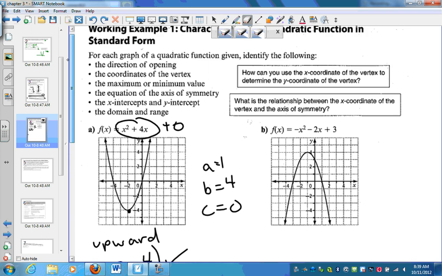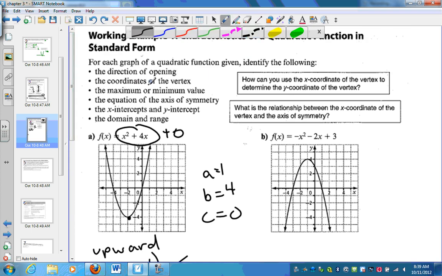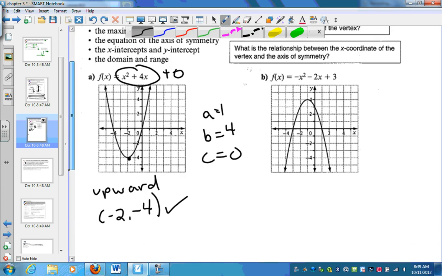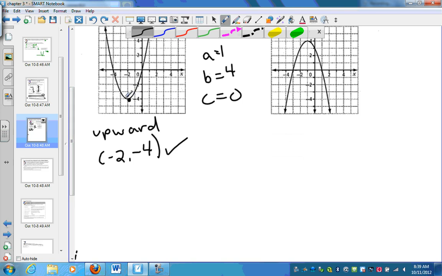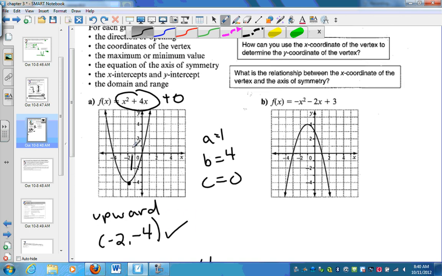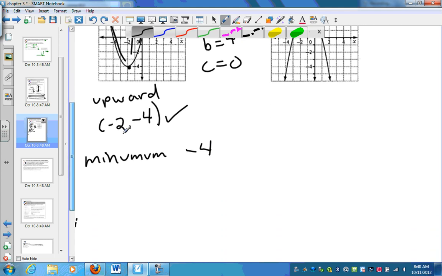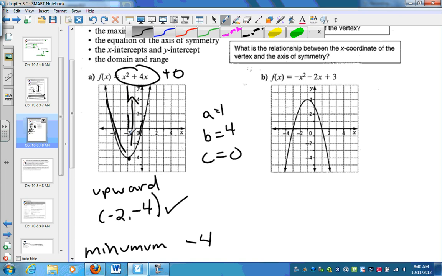Next thing it asks is a maximum or minimum. So maximum, minimum, we're always looking at our vertex. This is obviously a minimum, and for the minimum value, we take our y value. The minimum is -4, because y always gets bigger after that. Any other value on our parabola is bigger. The equation of the axis of symmetry is always x equals the x from our vertex, so x equals -2. If we put a line at x equals -2, it would split this parabola exactly in half.